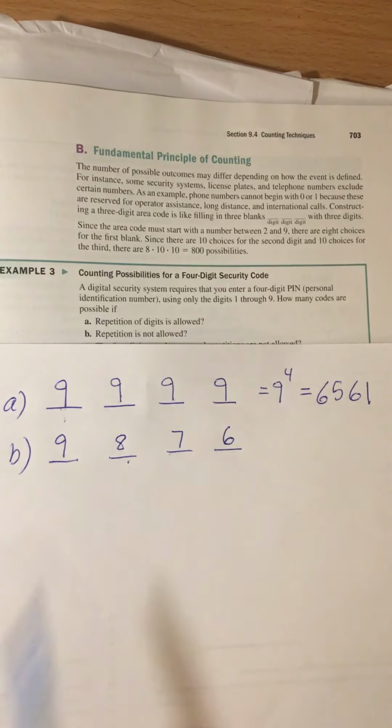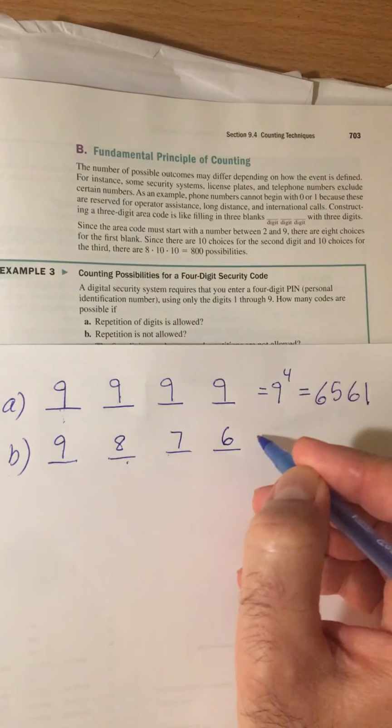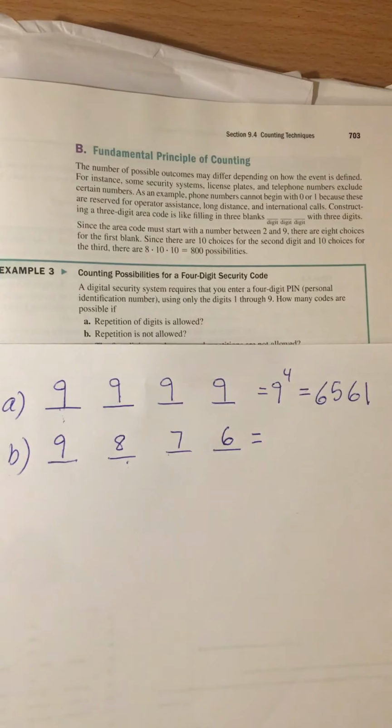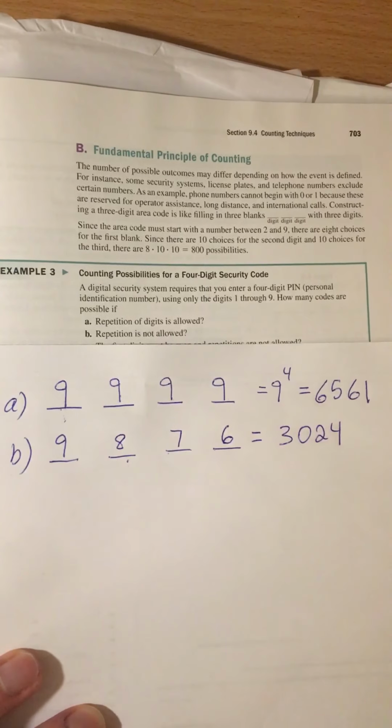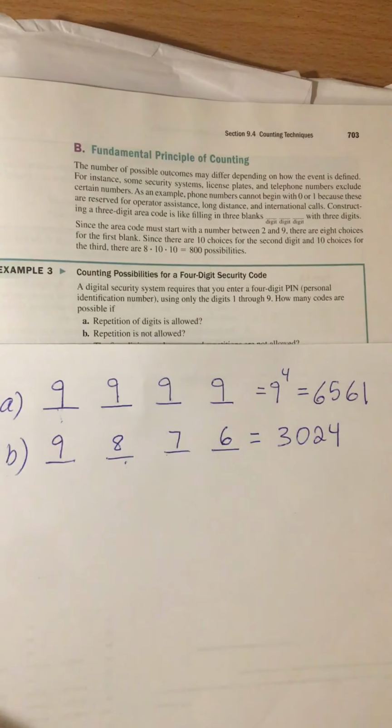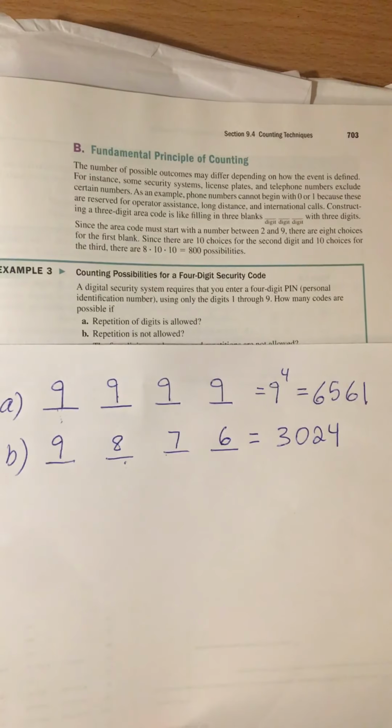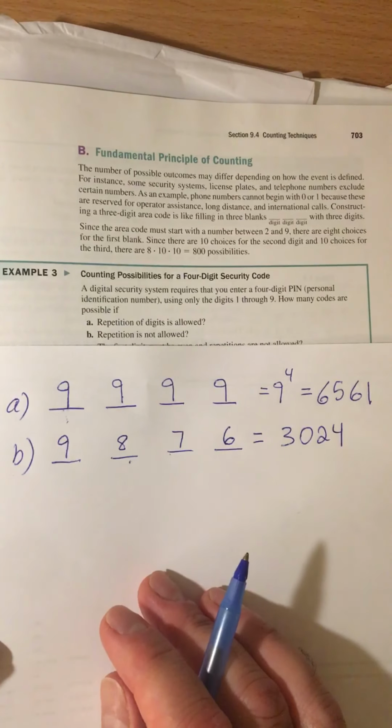So if the repetition is not allowed, the number of PIN numbers will decrease. So I have 9 times 8 times 7 times 6. So I will have 3,024 different possibilities for the PIN numbers that I can form if repetition is not allowed.